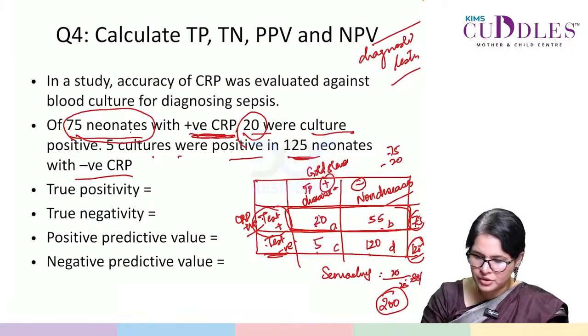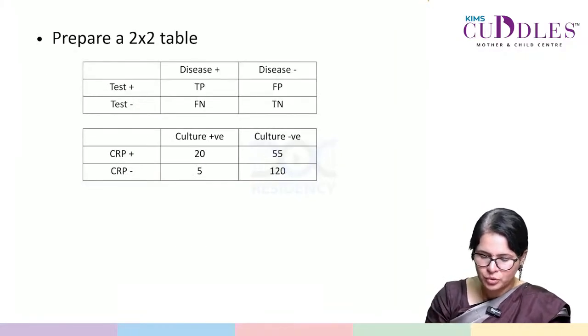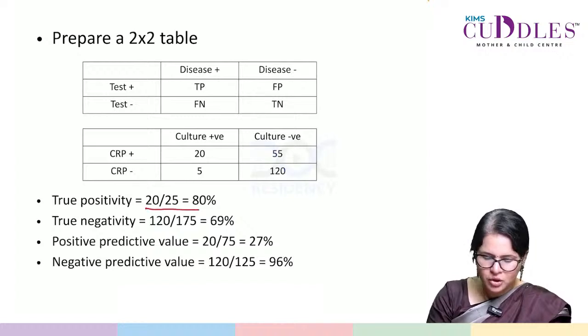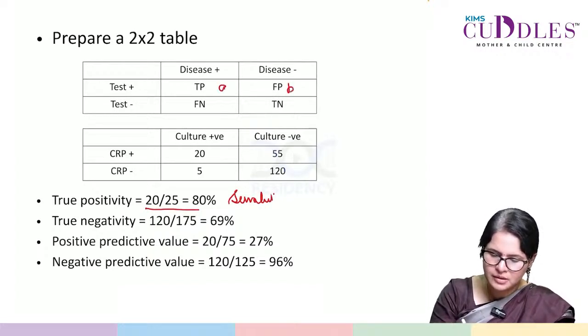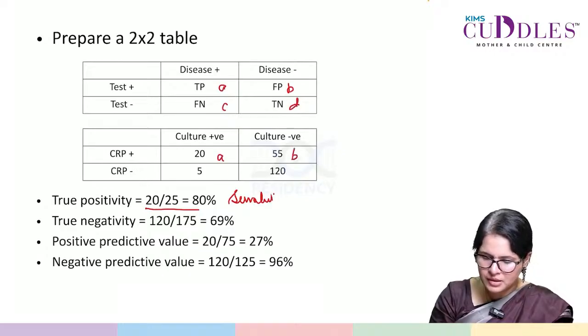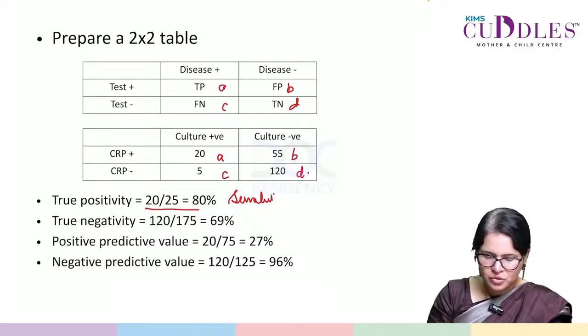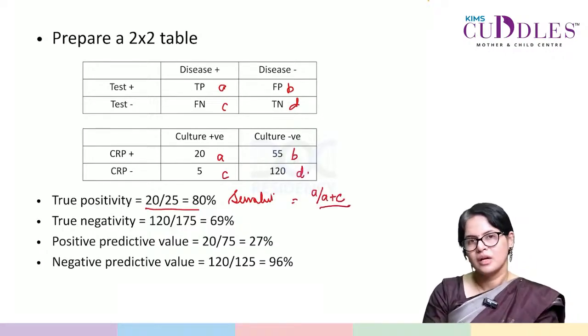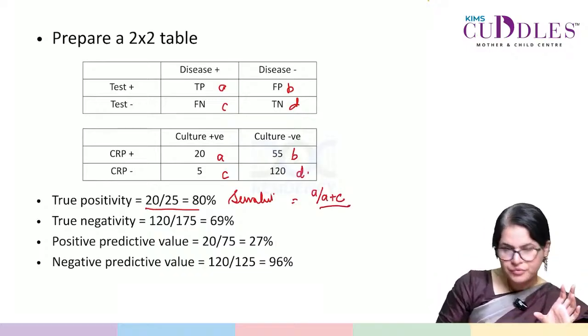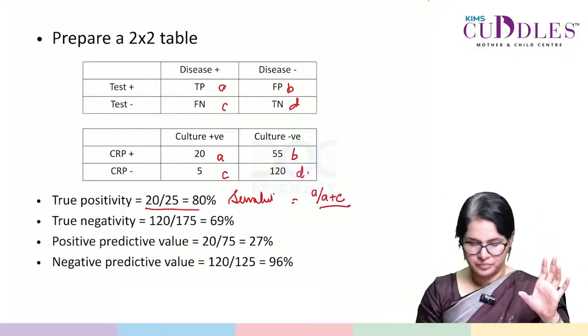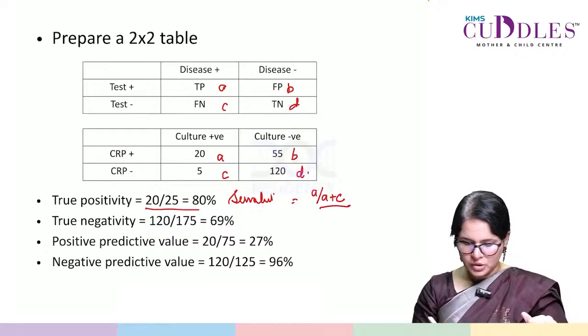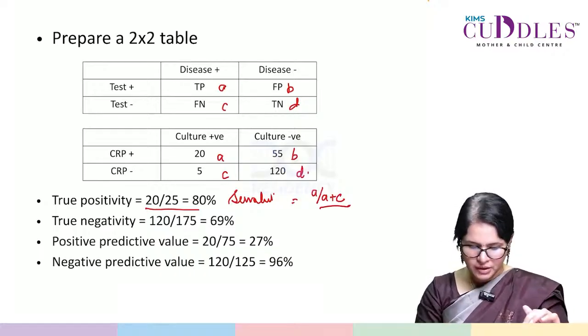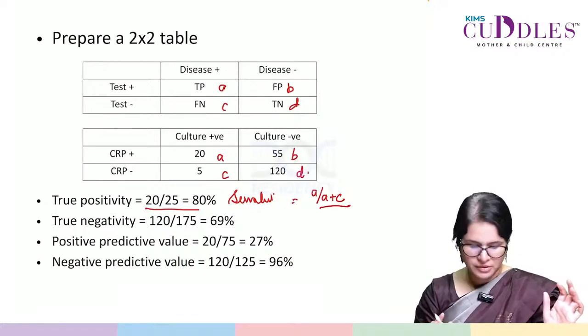So I'll move on to the next page. We have made this 2 by 2 table already. So true positivity or sensitivity is, this is A, B, C and D. So here in this example, this is A, this is B, this is C and D. So true positivity or sensitivity is A by A plus C. A is test positive, A plus C is total diseased. So this column, culture positive. So in this first thing, sensitivity is 20 divided by 20 plus 5, 25 and hence 80%.